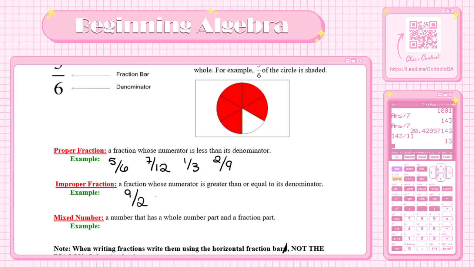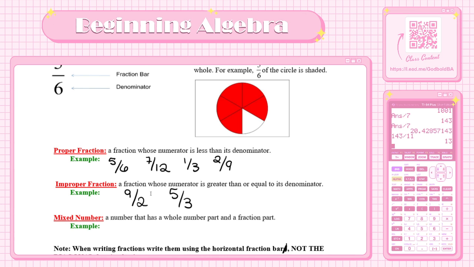Okay, so 9 halves, 5/3, just anything where the number on the top is bigger than the number on the bottom. The word improper has almost a negative connotation to it, but they're not bad. In fact, they're actually a much more manageable format of fractions.